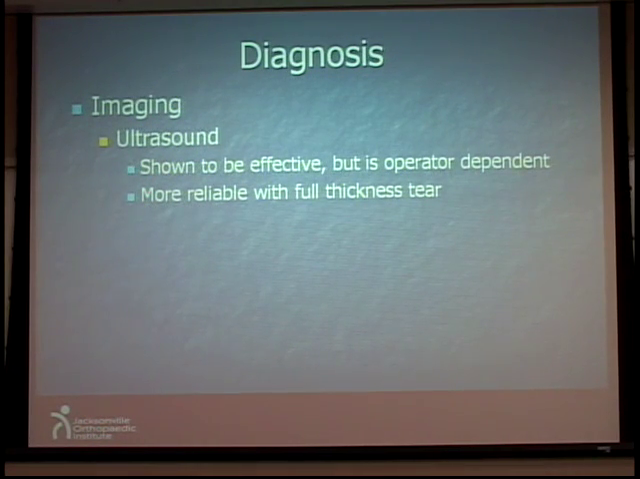Ultrasound is a good test. It's an effective test, but one has to be very skilled at completing it, and it's more reliable with full thickness tearing, not as reliable with partial thickness tearing. By the way, with an MRI scan, adding gadolinium contrast can improve the sensitivity. The sensitivity for full thickness rotator cuff tears in MRI scan is 90%, but can approach a much higher sensitivity, closer to 97% with contrast.